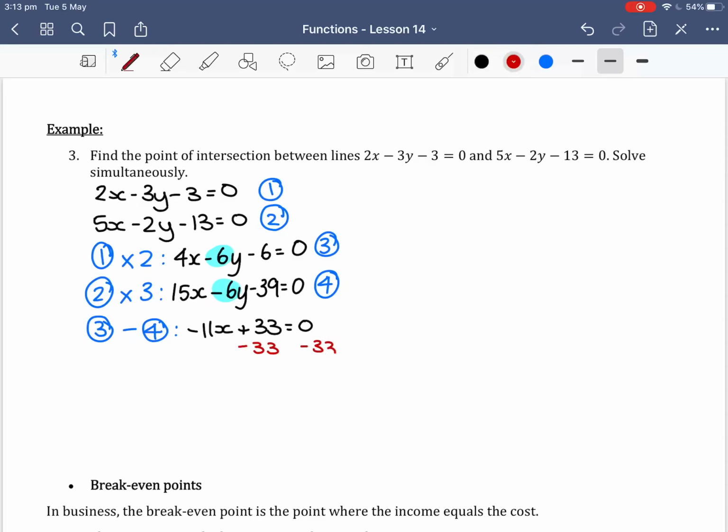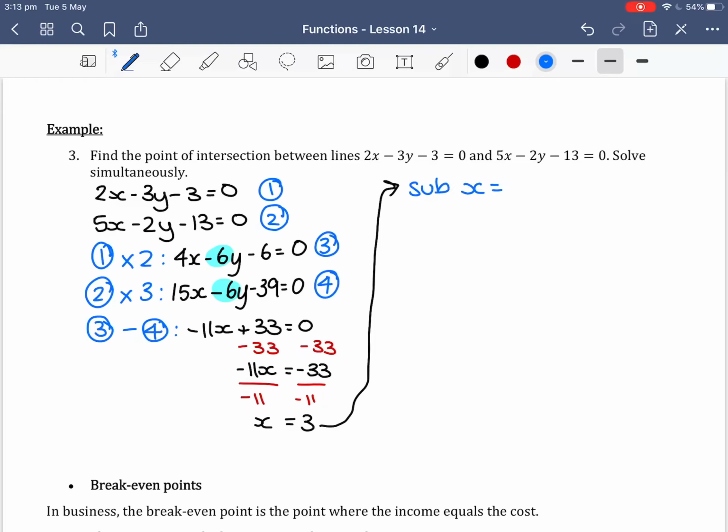We're then going to minus 33 from both sides of our equation. So we get negative 11x equals negative 33. Divide both sides by negative 11. And we get x equals 3. We're then going to find y.